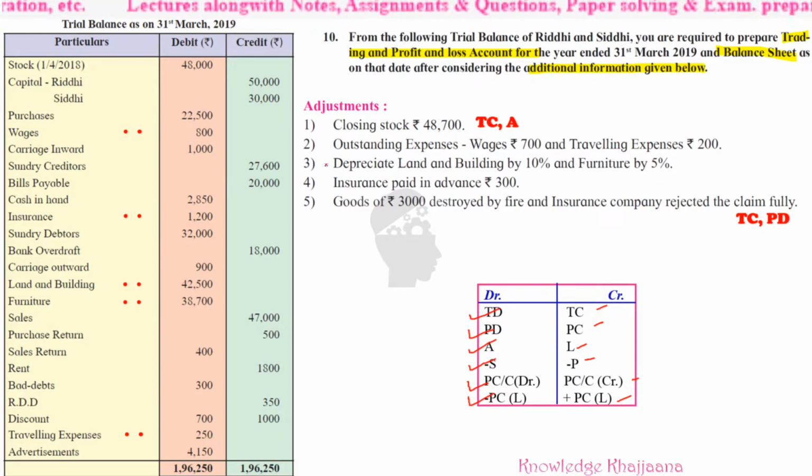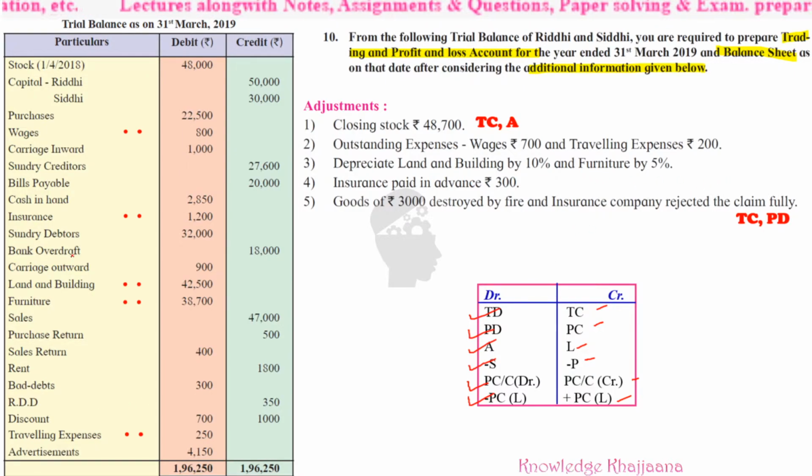Third adjustment, depreciate land and building by 10% and furniture by 5%. So this is the depreciation. So what should be done? 1 mark again for land and building. Let's move to the land and building. Yes, land and building: 1 mark for deducting its depreciation in fixed assets under the balance sheet asset side, and 1 mark against mentioning the depreciation as an expense under profit and loss account debit side. So 2 marks. Similarly, depreciate furniture by 5%.